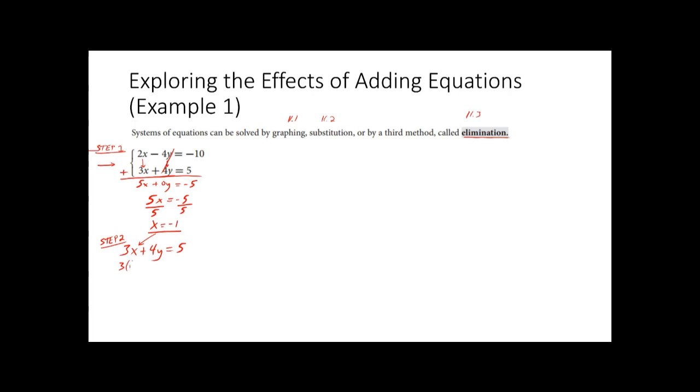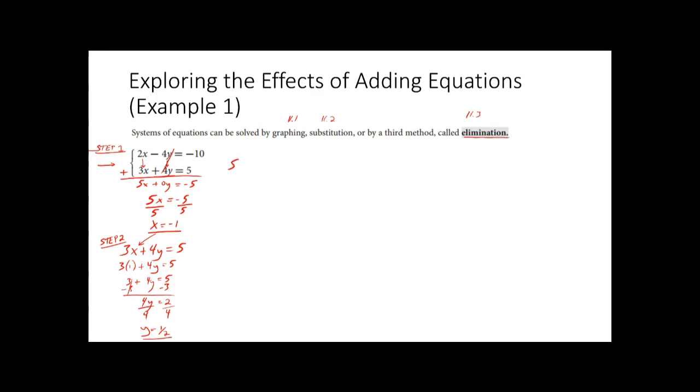So let's go ahead and substitute. 3 times negative 1, really. Eventually you'll get fast enough to where you don't even write it down. You'll just be like, oh, that's just negative 3. So we got negative 3 plus 4y equals 5. Let's go ahead and use the addition property. And then we're left with 4y equaling 8. Division property. And that's y equals 2. And there's our second variable.